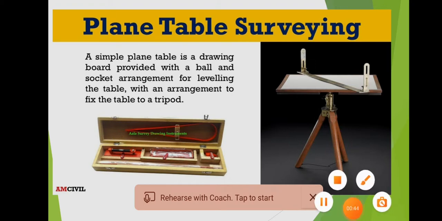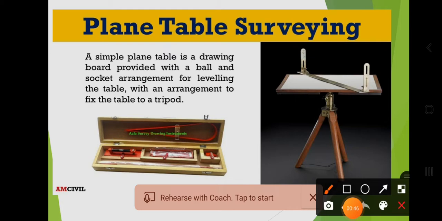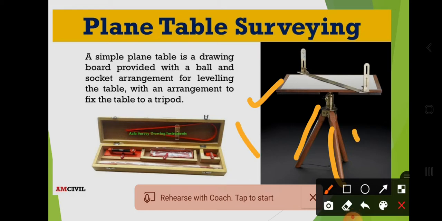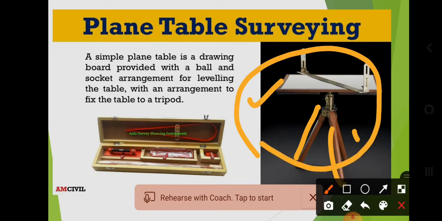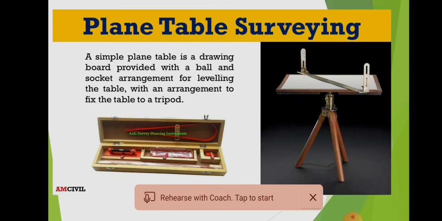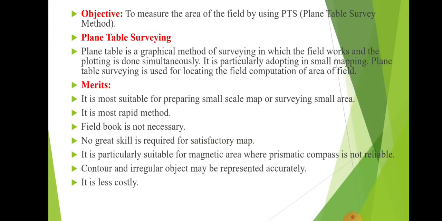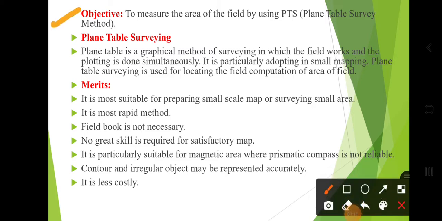Means this plane table, this drawing instrument, it is supported over that 3 legs and it is called as a tripod stand. And the whole instrument, it is called as a plane table, and the surveying with the help of that instrument, it is called as a plane table survey. Then what is the objectives of the plane table survey? To measure the area of the field by using plane table survey method.